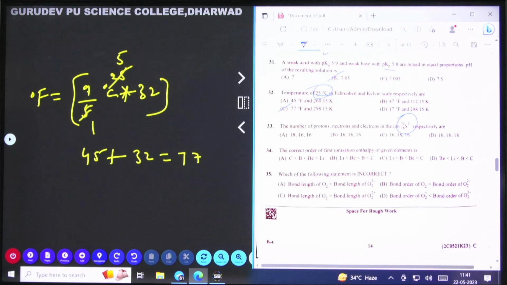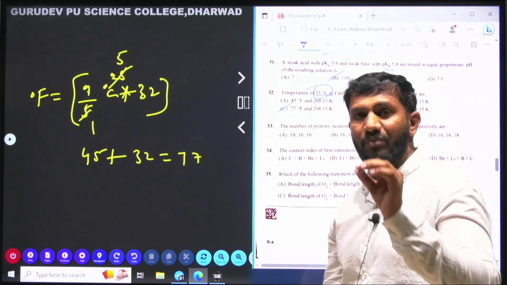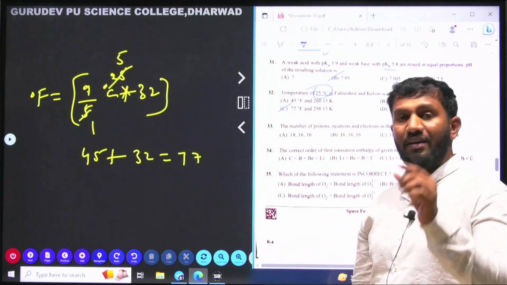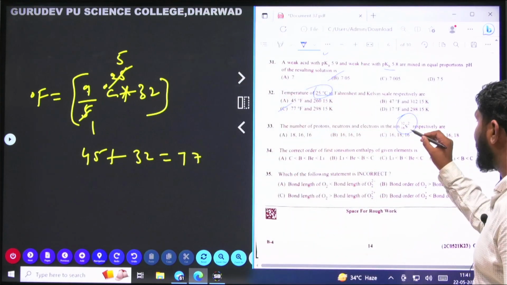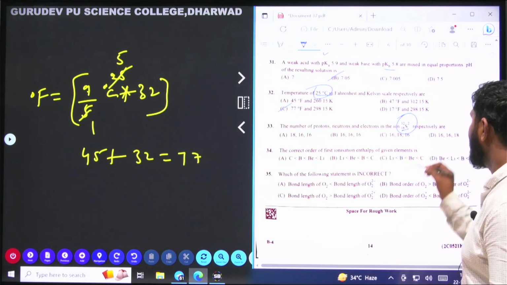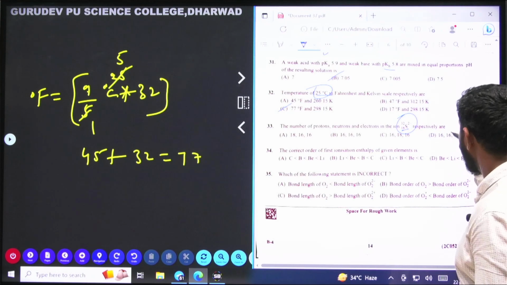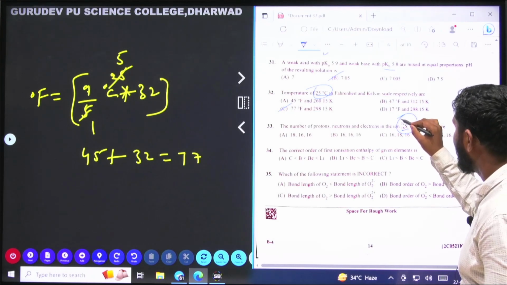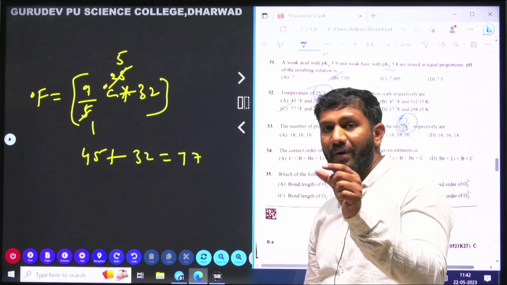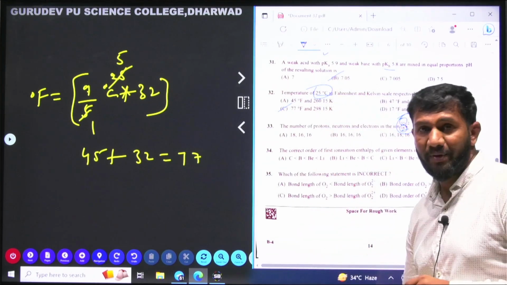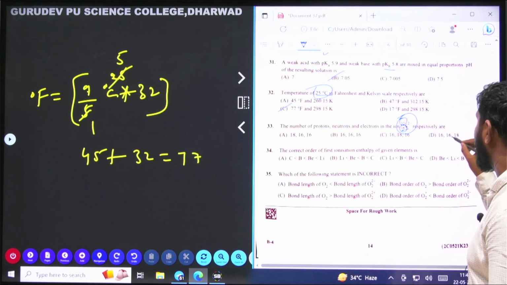Sulfur, its atomic number is 16. We know that if an atom is in a neutral state, the proton number is always equal to the electron number. Here the atomic number is 16, so the proton number is equal to 16. The neutron number can be calculated by 32 minus 16, where 32 is the atomic mass and 16 is the atomic number. Atomic mass minus atomic number gives the neutron number.